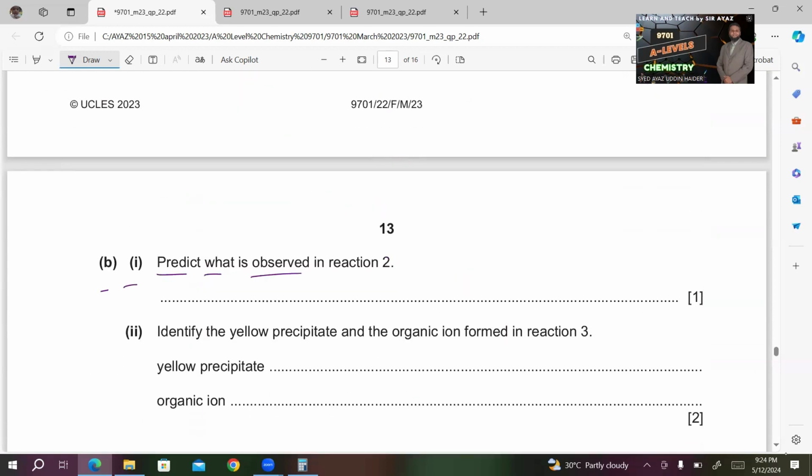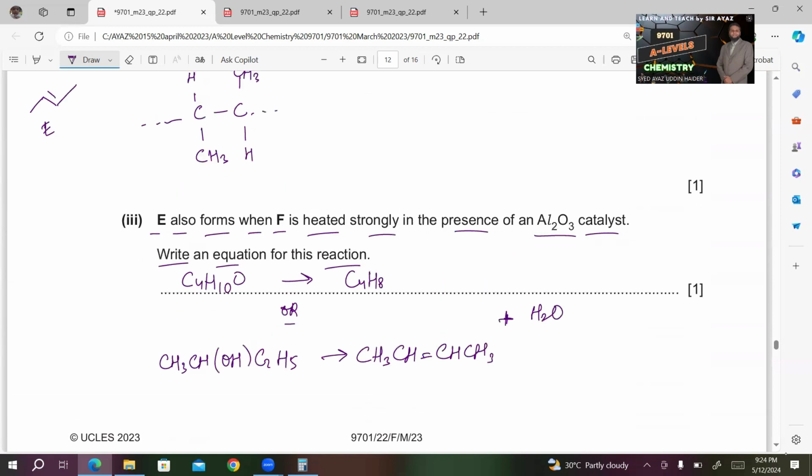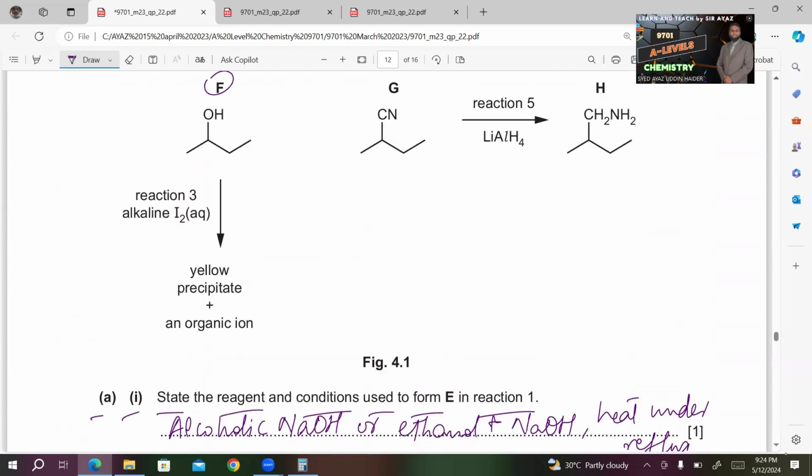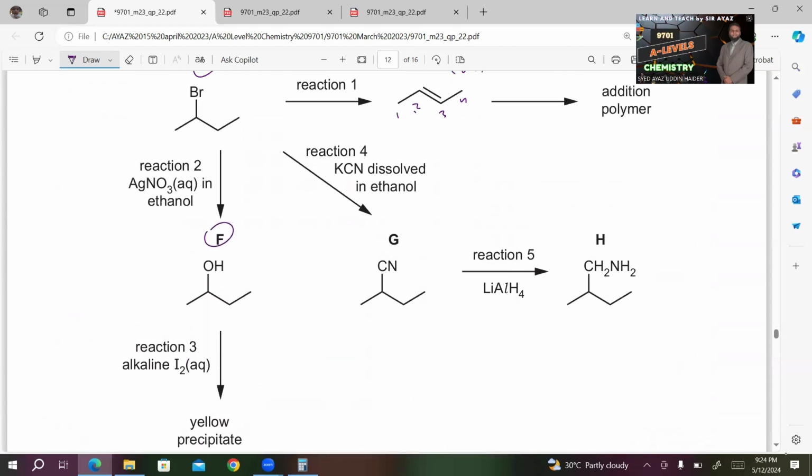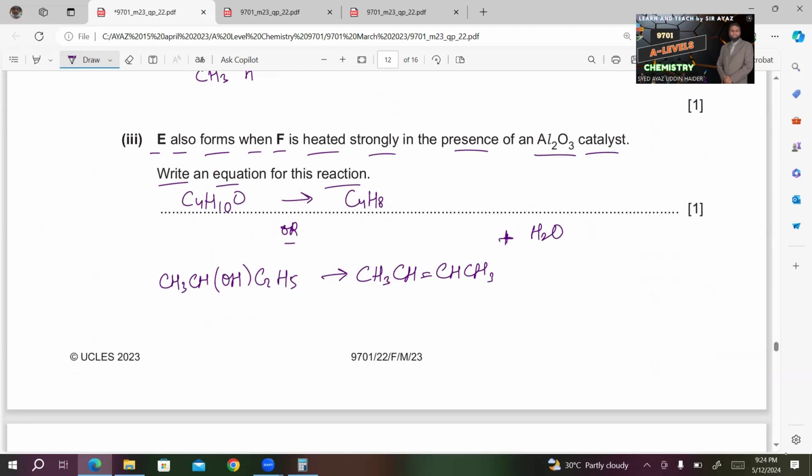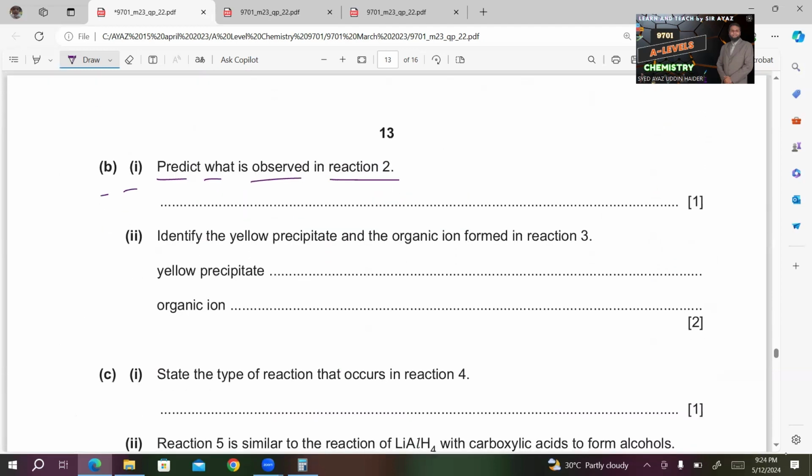B1, predict what is observed in reaction 2. We have a bromide group and it's reacted with aqueous AgNO3. It must be a creamy white or off-white precipitate. Creamy white, off-white precipitate forms.